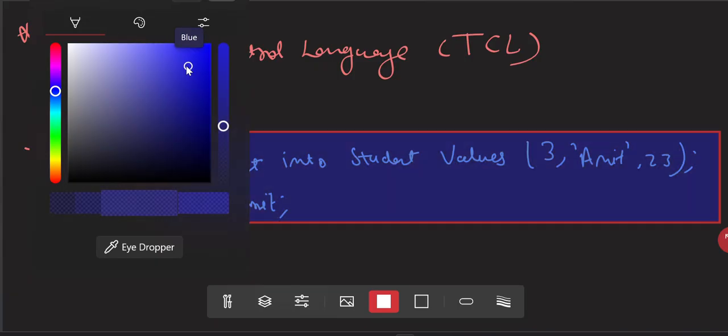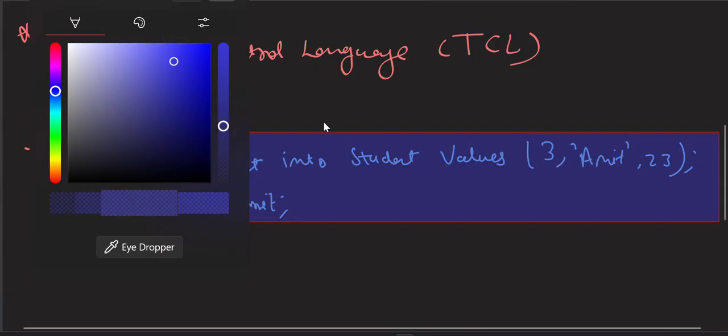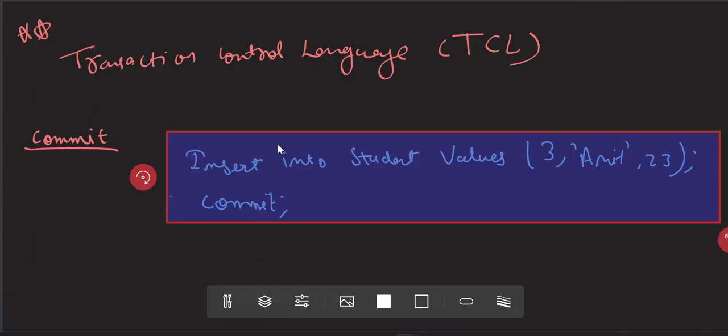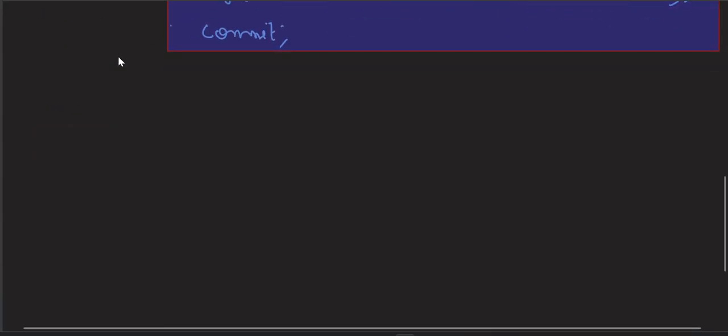I think this looks good. So moving to the next, which is rollback. A rollback is like undoing the last change. The last change you have made, for undoing that part, we use the rollback command.